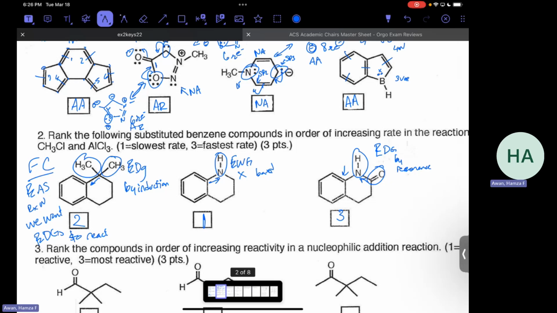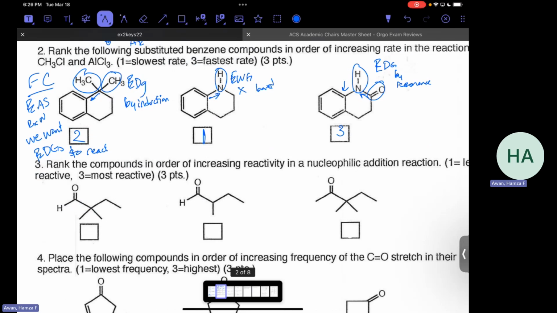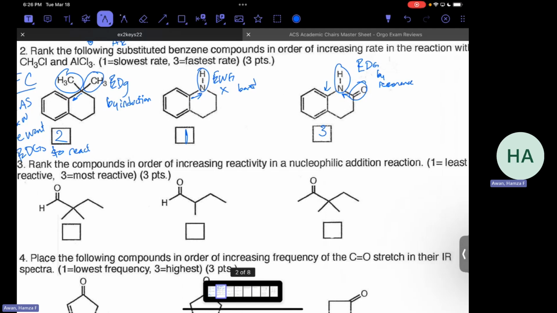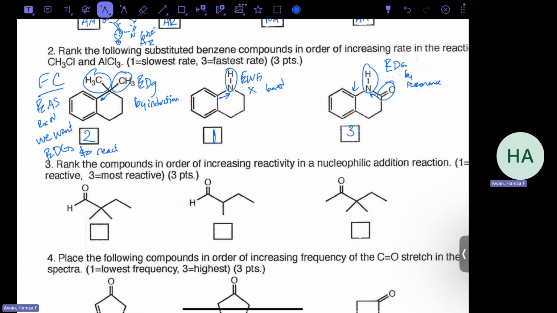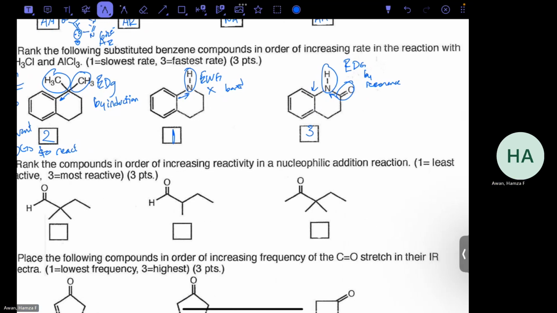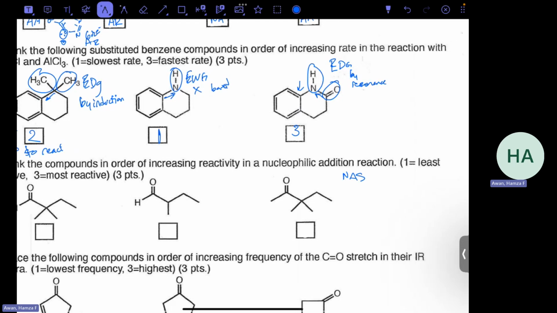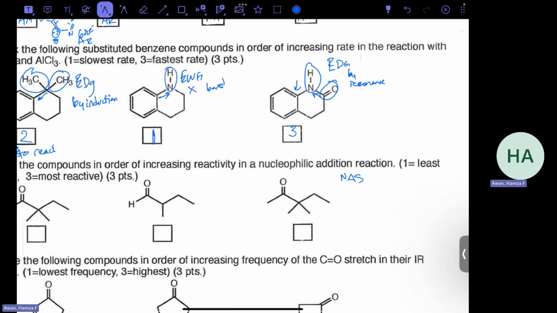All right. So on the third facts question, it's asking to rate the compounds in order of increasing reactivity in a nucleophilic addition reaction, right? So in nucleophilic addition reactions, NAS, we have the option between aldehydes and ketones, right? Aldehydes versus ketones.